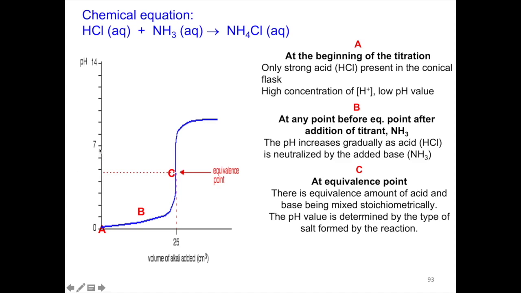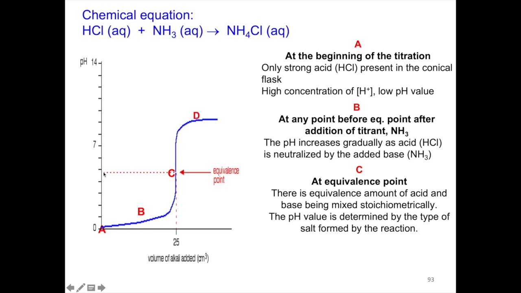Let's look again at the titration. We use strong acid and weak base. So we get NH4Cl as a salt, and this salt is an acidic salt. So the pH of the equivalence point is less than 7.